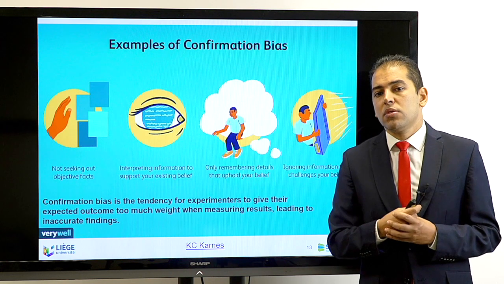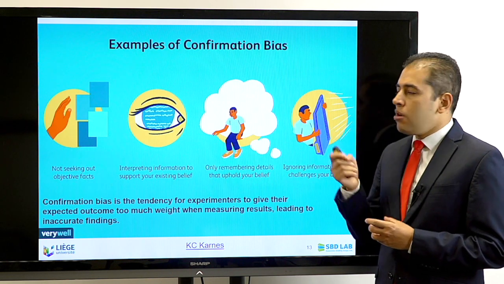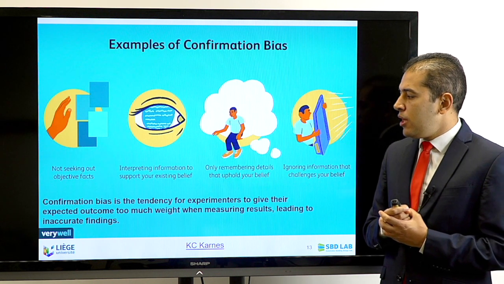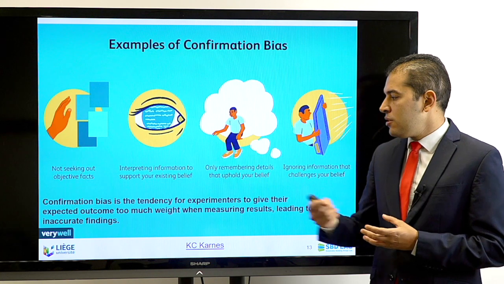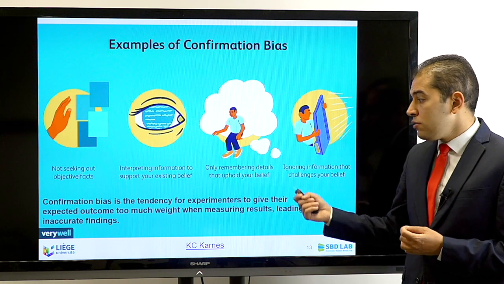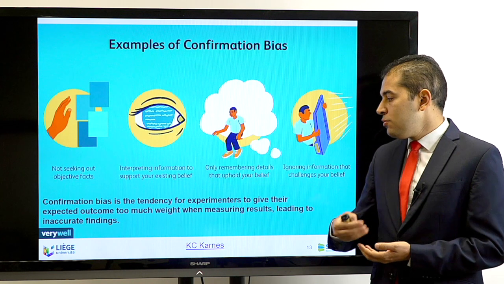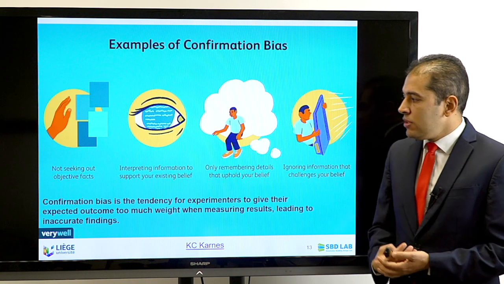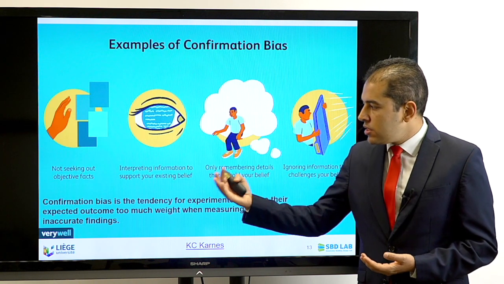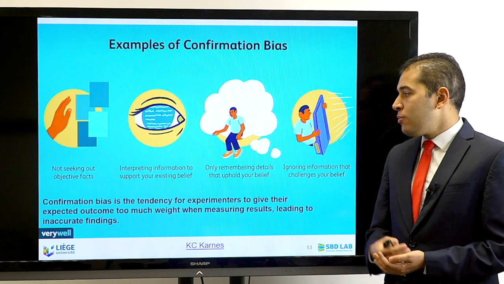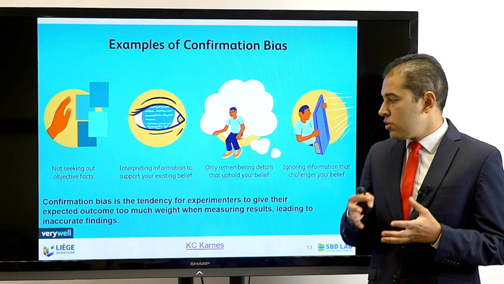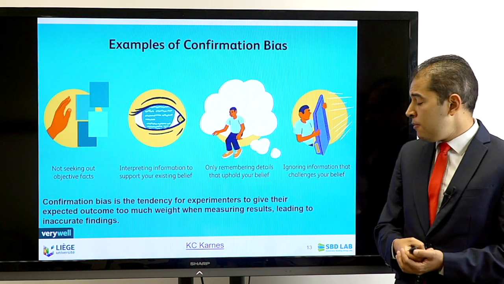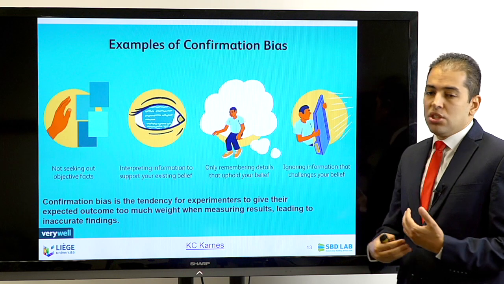But what is also very important when we plan our research is to avoid the confirmation bias. Well, there are different examples of confirmation bias, but the confirmation bias is the tendency for experimenters to give their expected outcome too much weight when measuring results, leading to inaccurate findings. And we see that in different forms. For example, by not seeking out objective facts, or by interpreting information to support your existing belief, or only remembering details that uphold your belief, or ignoring information that challenges your belief.